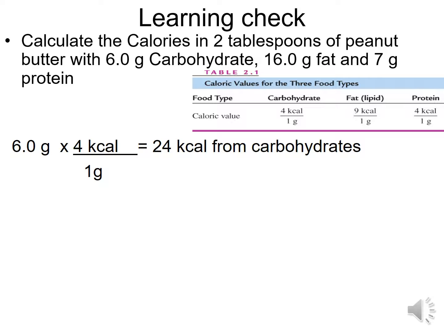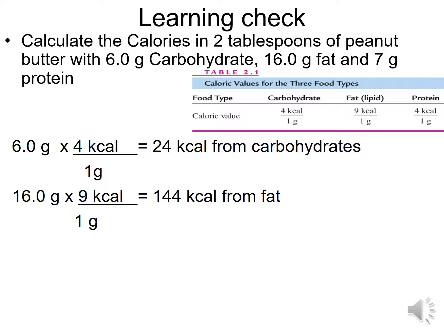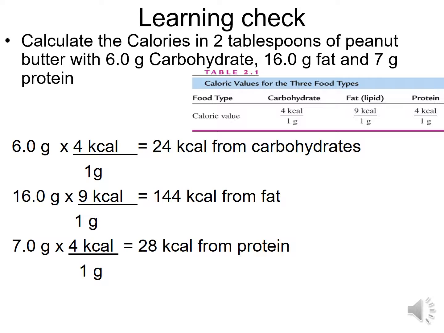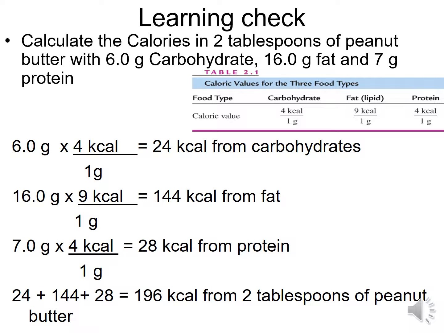Starting with the carbohydrate, 6 grams times 4 kilocalories per gram gives us 24 kilocalories from the carbohydrates. 16 grams of fat times 9 kilocalories per gram would give us 144 kilocalories from fat. And 7 grams of protein times 4 kilocalories per gram would give us 28 kilocalories from protein. Adding them together, 24 plus 144 plus 28 is 196 kilocalories from 2 tablespoons of peanut butter.